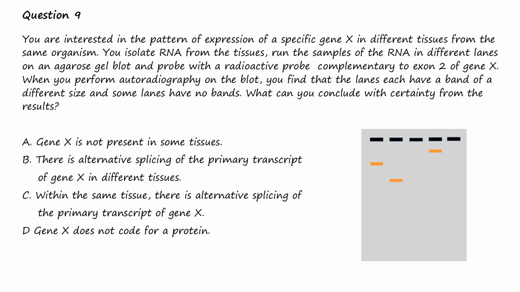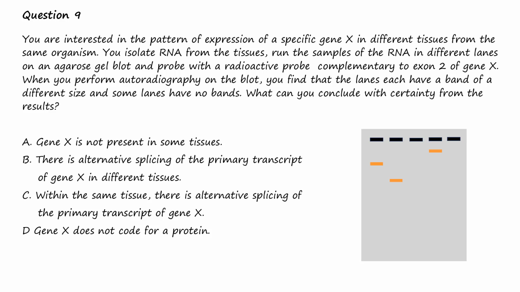Question 9. You are interested in the pattern of expression of a specific gene X in different tissues from the same organism. You isolate RNA from the tissues, run the samples in different lanes on an agarose gel blot, and probe with a radioactive probe complementary to exon 2 of gene X. When you perform autoradiography on the blot, you find that the lanes each have a band of a different size and some lanes have no bands. What can you conclude with certainty from the results?